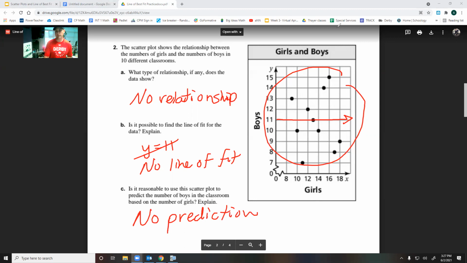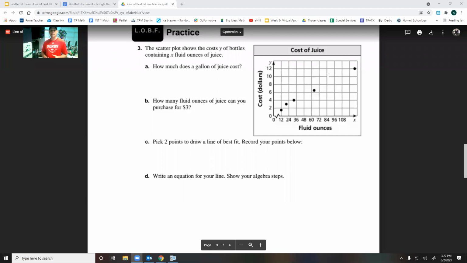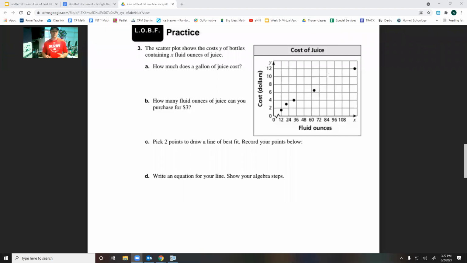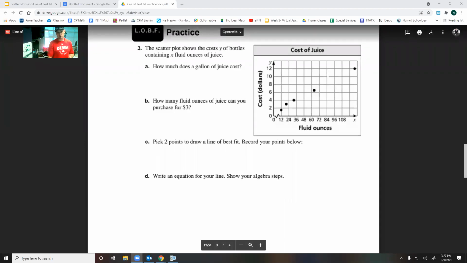All right, in part 3, we're exploring a scatter plot that talks about the cost of juice, measured in dollars, depending on how big that juice is, measured in fluid ounces on the x-axis. So part A, reading the scatter plot. How much does a gallon of juice cost?